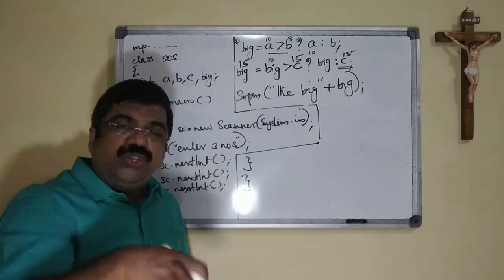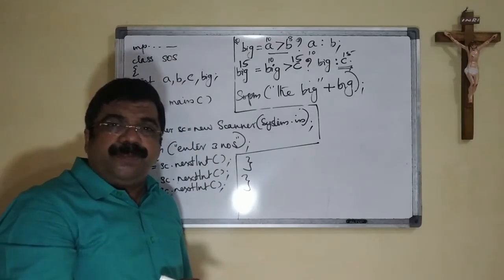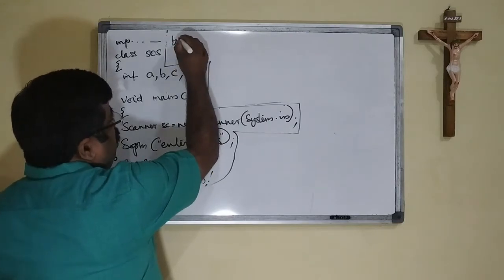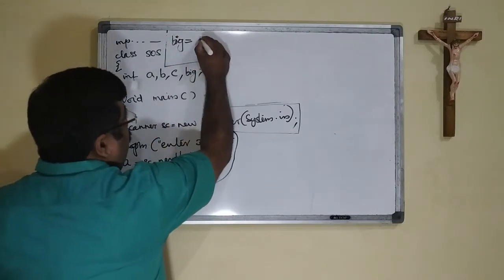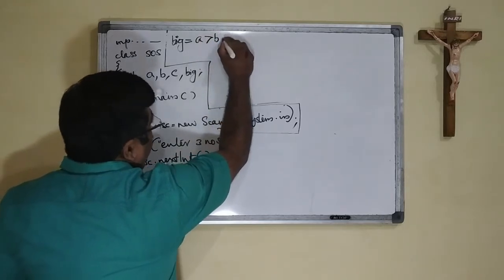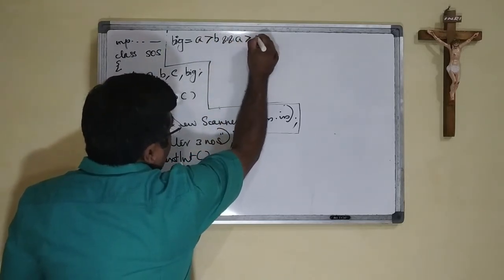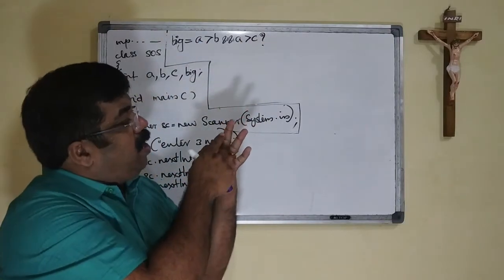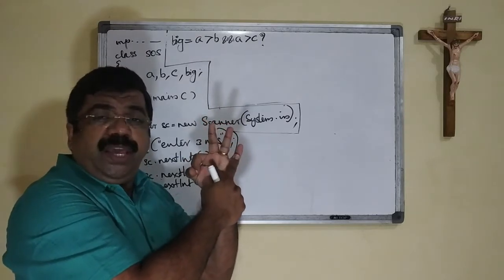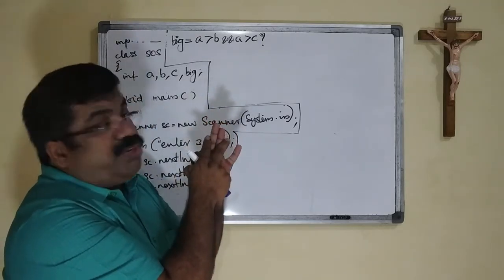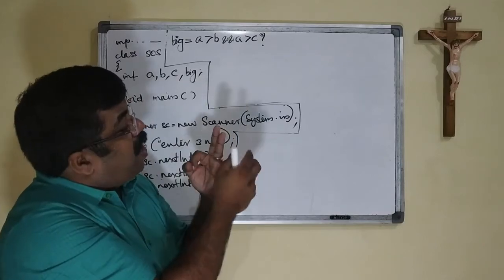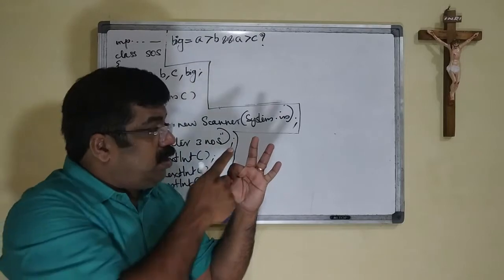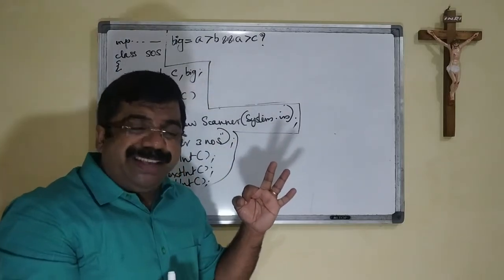So we are going to see that. Okay. We give it as bigger is equal to A greater than B and A greater than C. See, in the previous example, A, B, C, if A is greater than B as well as A is greater than C, no doubt A is the biggest one.